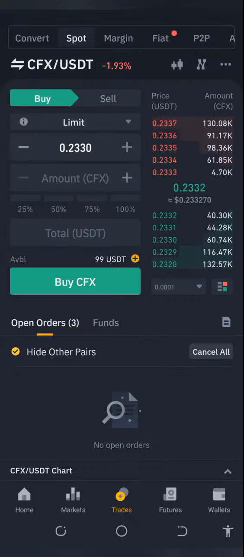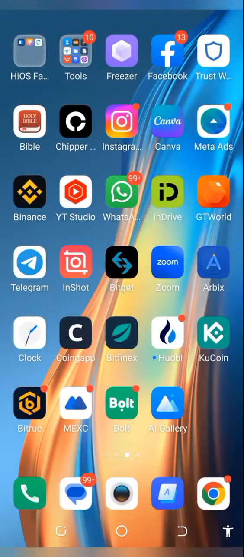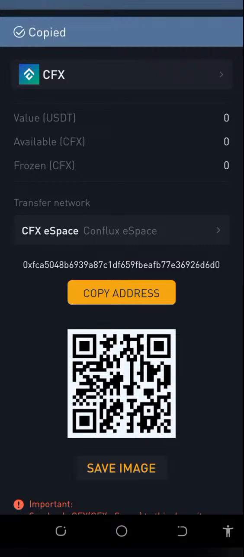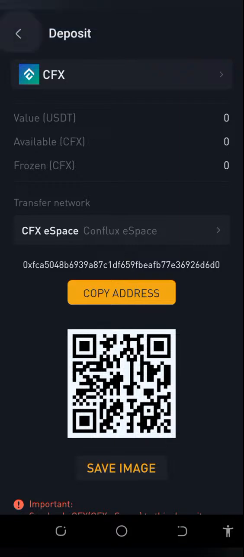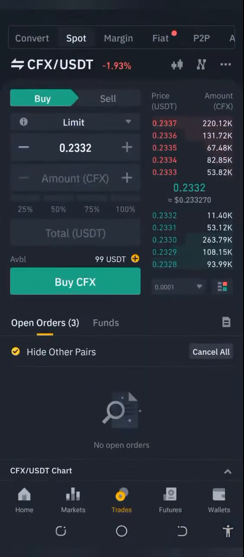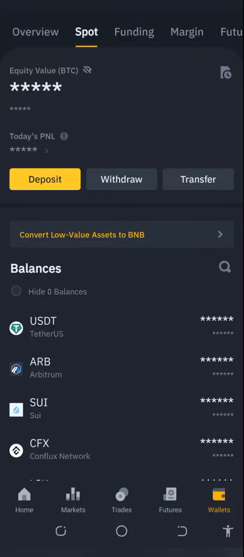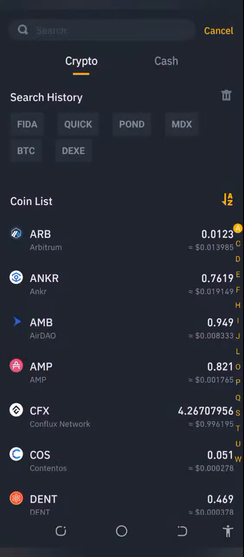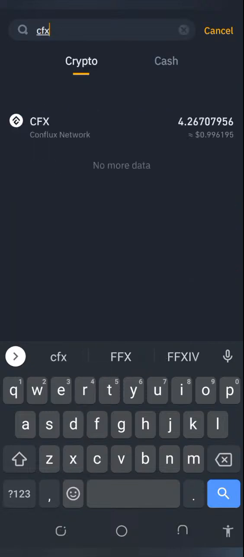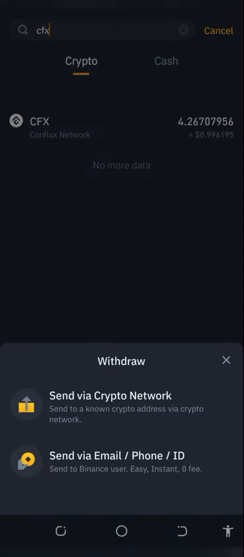Okay. Next off is that we have to go and get the withdrawal address. So it's currently CFX eSpace. So we're just testing this out. If this works, keep your fingers crossed. If this works, we're coming back to do this trade live. Okay. So let's copy it, and then we will go back and withdraw. Let's withdraw. So we check on our CFX. All right. Okay, we just have 4.26.